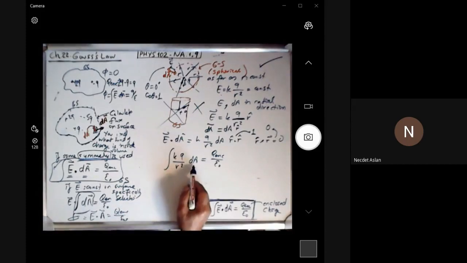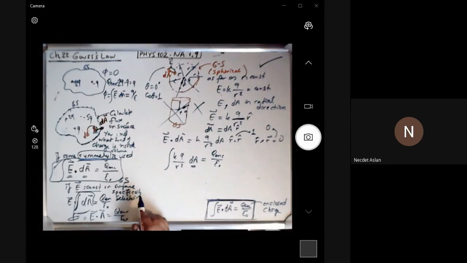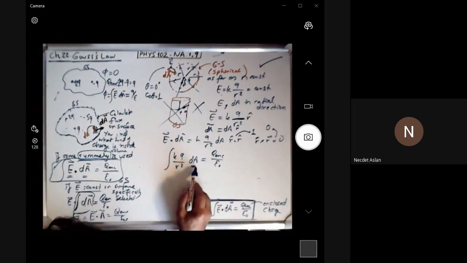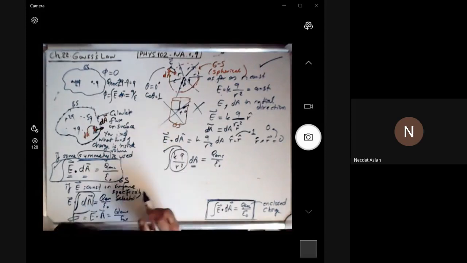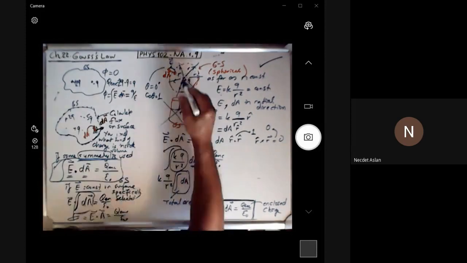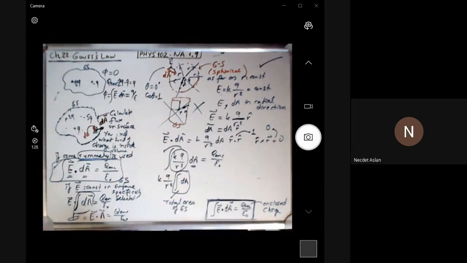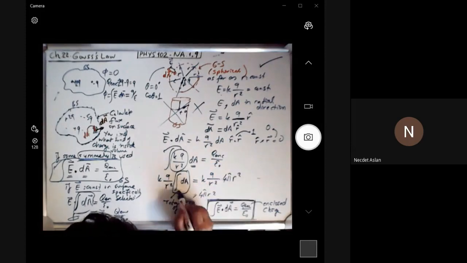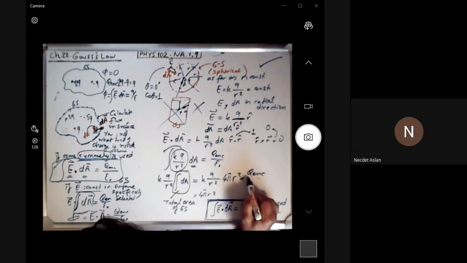Now, what is this dA? dA is important. In spherical geometry, the total surface area is 4 pi r square. As you see, because r is constant, it's not changing, you can take it outside. So k q over r square times the integral dA, which is the total surface area of this spherical Gaussian surface, and it is obviously just 4 pi r square. So it's equal to k q over r square times 4 pi r square, because it's the total area. Right hand side is still q enclosed over epsilon 0.